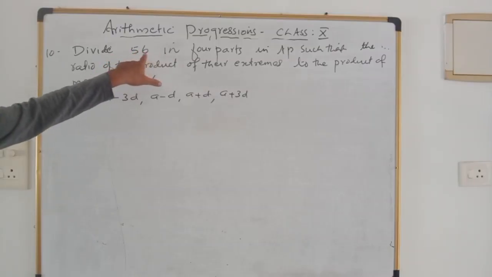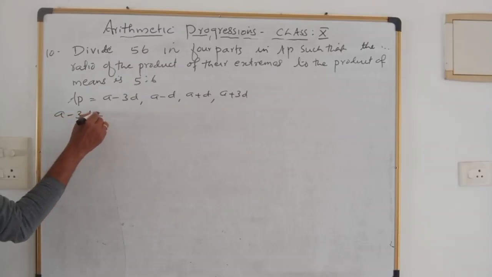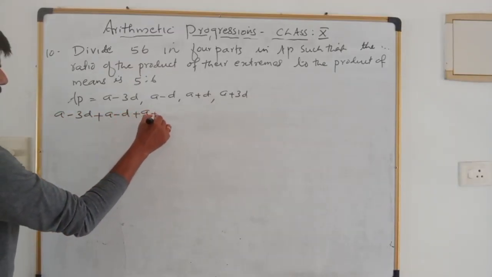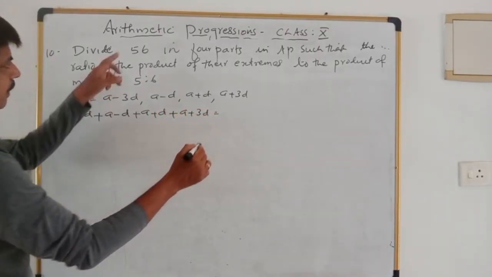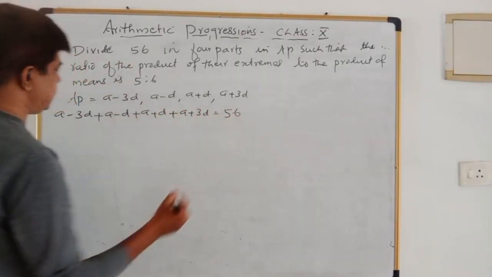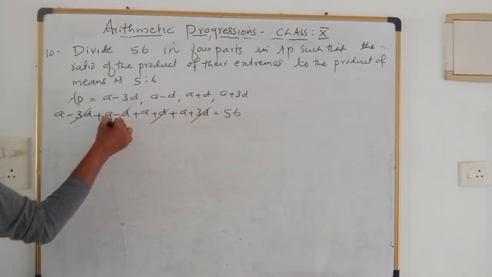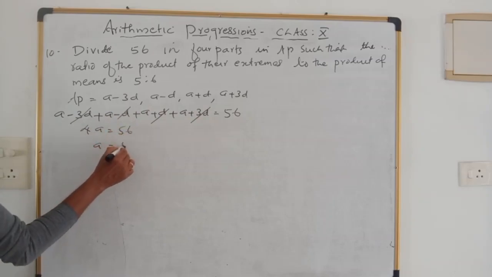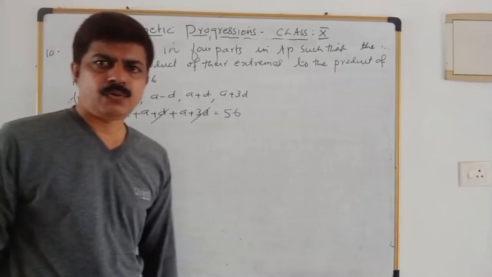So their sum is 56. So we can add a minus 3d plus a minus d plus a plus d plus a plus 3d. The total value is 56. Okay, so minus 3d is cut, plus 3d cut, minus d plus d cut. So 4a equal to 56. a becomes 56 by 4, which is equal to 14.